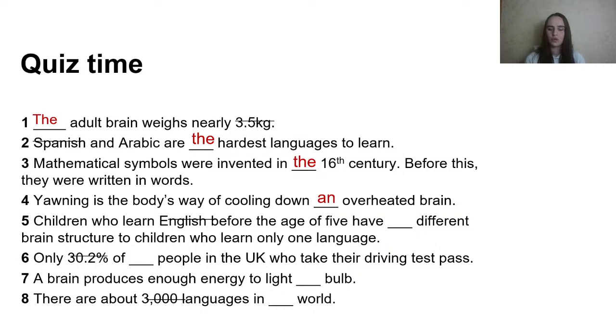Five. Children who learn English before the age of 5 have a different brain structure to children who learn only one language. So in the fifth, what do you have? I say a. That's right, yeah. So children who learn English before the age of 5 have a different brain structure to children who learn only one language.